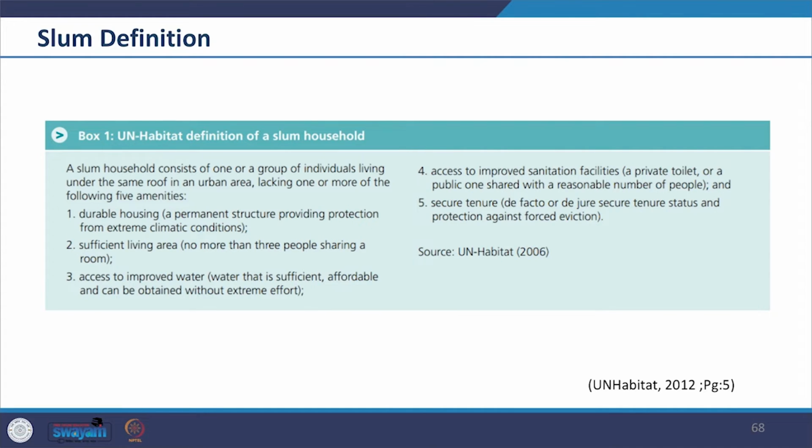We see the first one being durable housing, which means it needs to have a permanent structure providing protection from extreme climatic conditions. Second, sufficient living area, so it should not be very congested and should have enough space for all of those staying there. Next, access to improved water: water should be sufficient, affordable, and obtainable without extreme effort. The fourth element is access to improved sanitation facility: a private toilet or a public shared toilet available at a reasonable number.